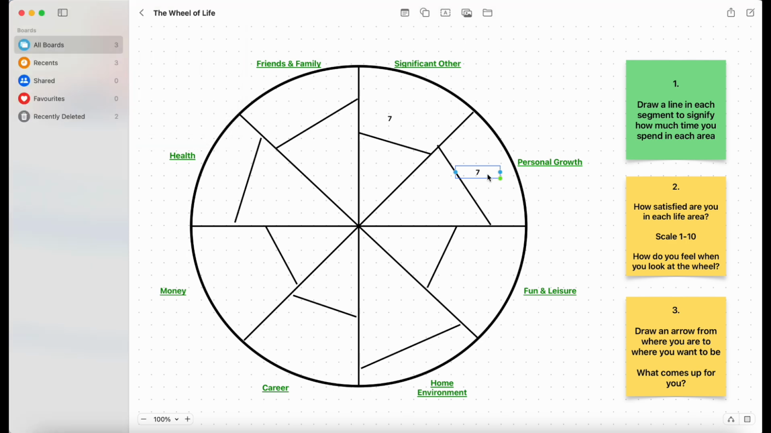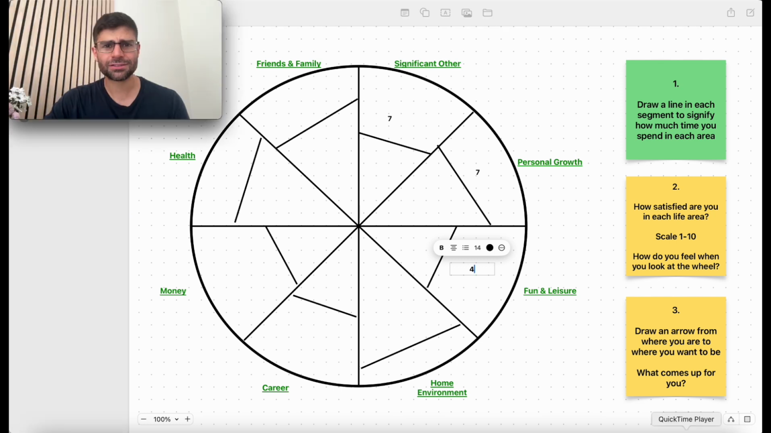All right, so next one is fun and leisure. How satisfied am I? I'm going to put a 4. Only because I think I'm spending a lot of my time on personal growth. And actually, I just need to learn how to have fun and introduce a bit of spontaneity in my life. So I'm going to put that at 4. That's somewhere that definitely needs improvement.